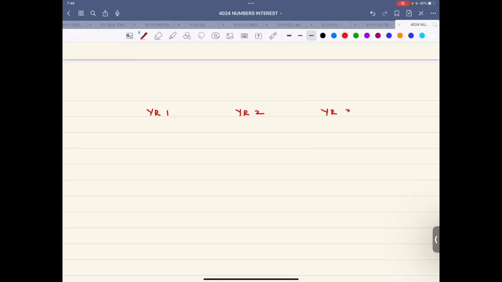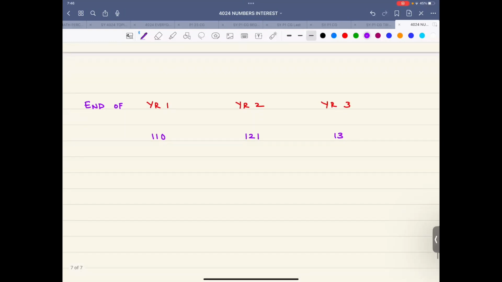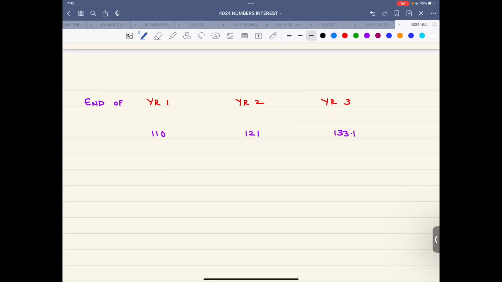That means if I write it like this, year 1, and then year 2, and then year 3, and so on. So this is $100. And at the end of year 1, $100 became 110, and then it became 121, and then it became $133.1.